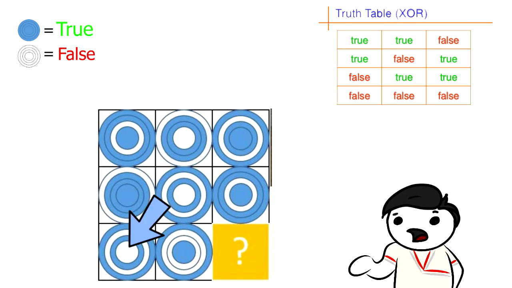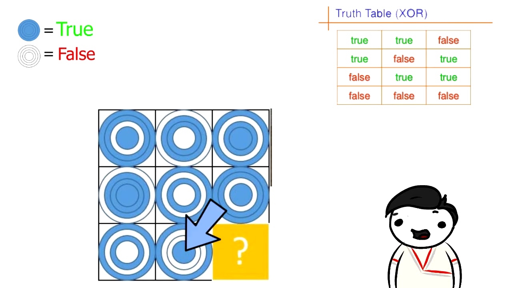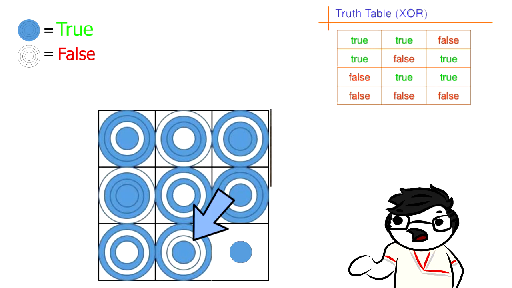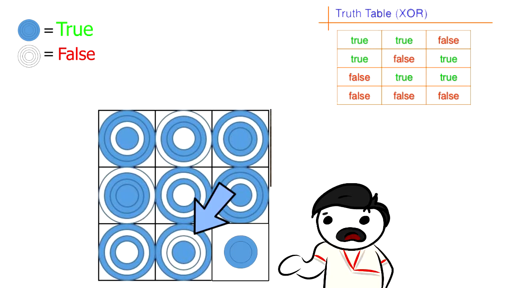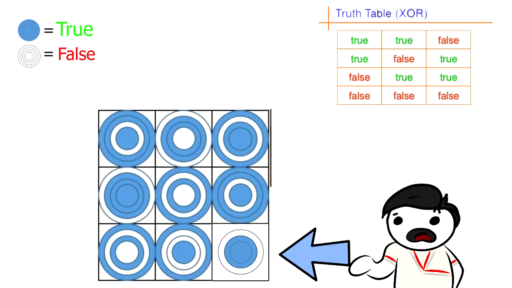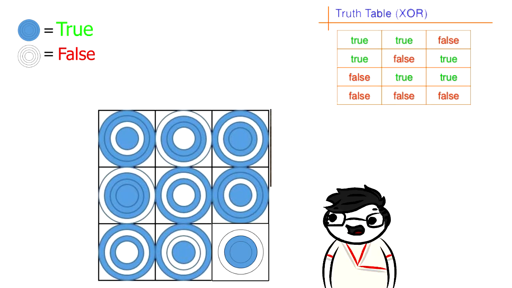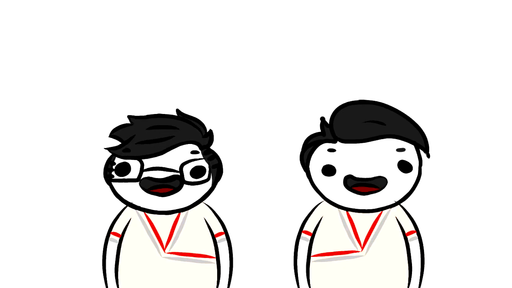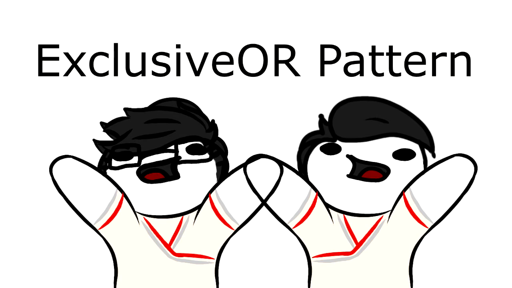From the innermost here, it's false and true. So, true. Second layers are true and false. So true. Third have false and false because both are white. So false according to the table. And lastly, true and true shall result to false. So that's it for our third solution, the exclusive OR pattern.